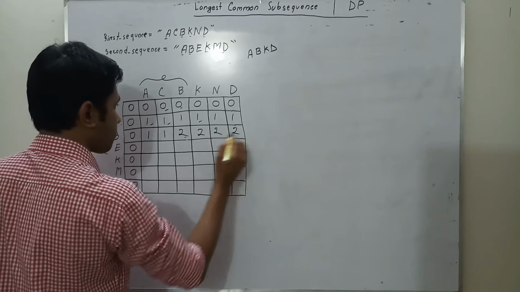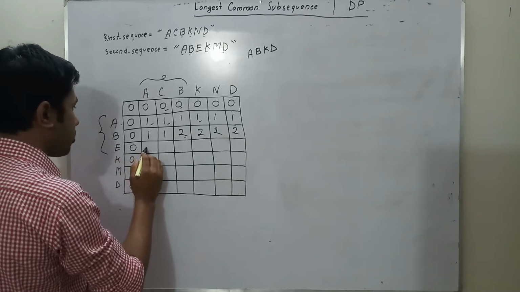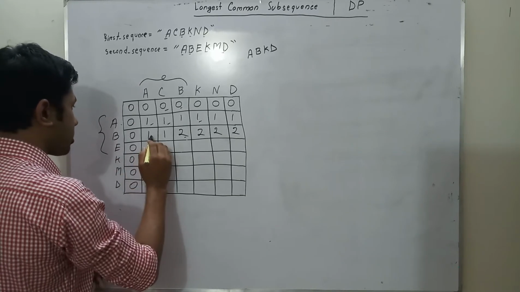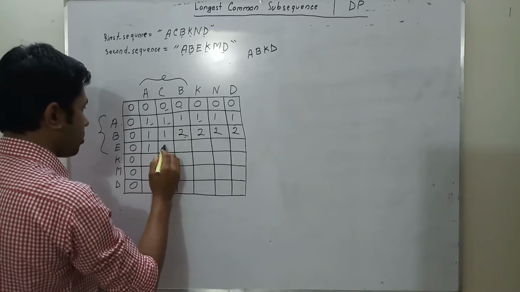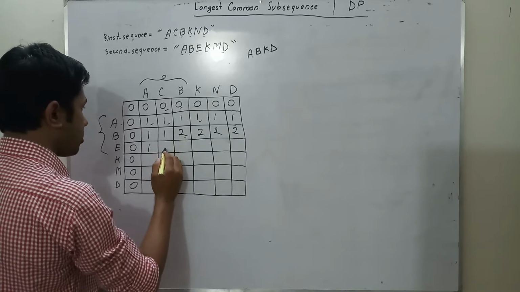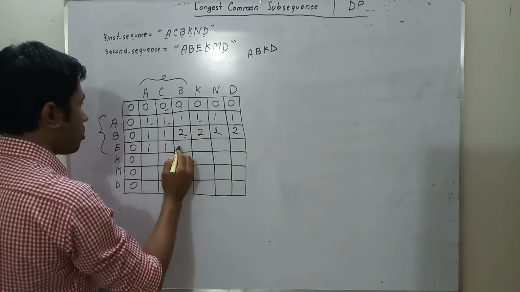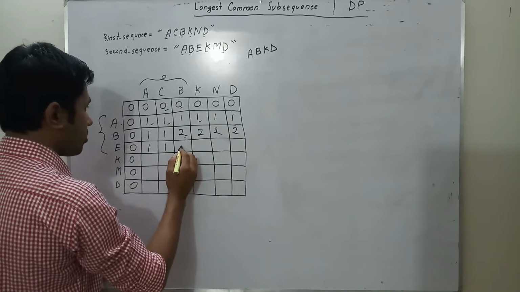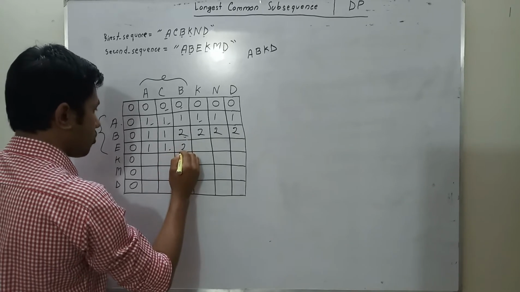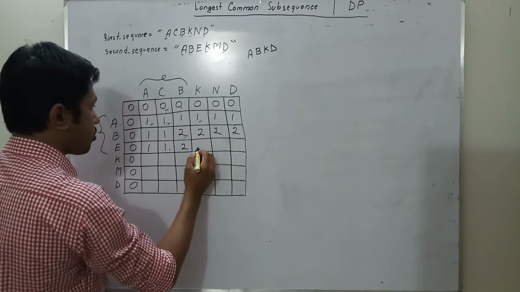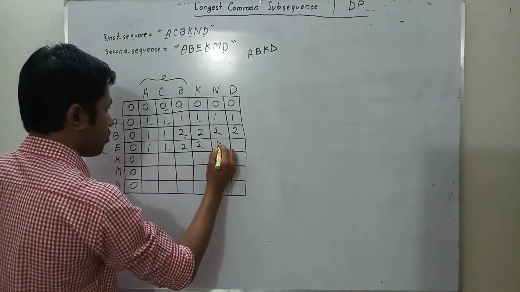Now for this row, here E didn't match with A, so the value of this field will be the max value of this field or this field, 1. E didn't match with C, so the value of this field will be the max value of this field or this field, 1. Here E didn't match with B, so the value of this field will be the maximum value of this field or this field, 2. Here E didn't match with K, so the value of this field will be 2. Here E didn't match with N, so the value of this field will be 2.